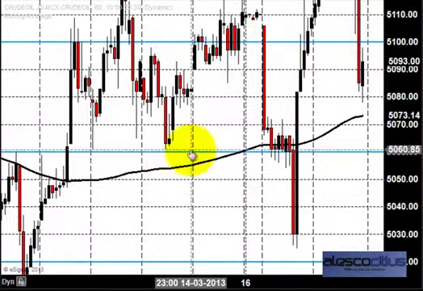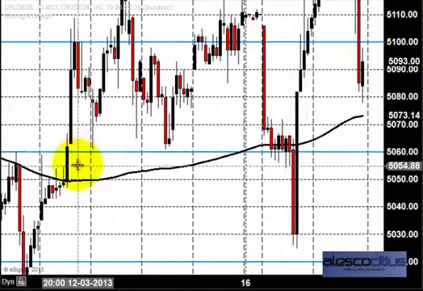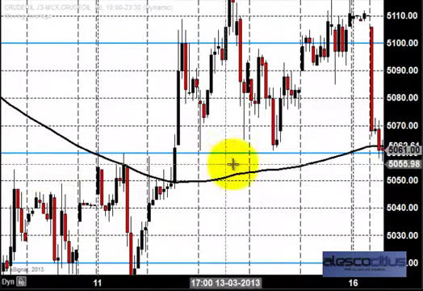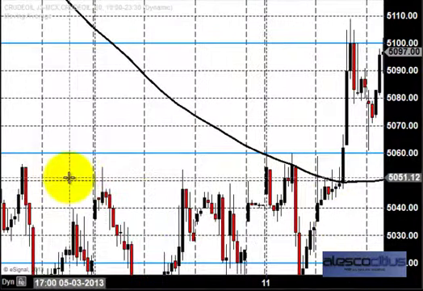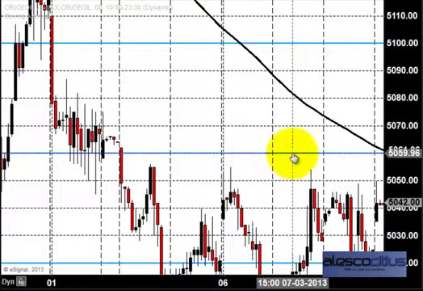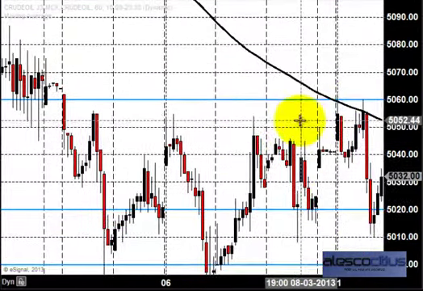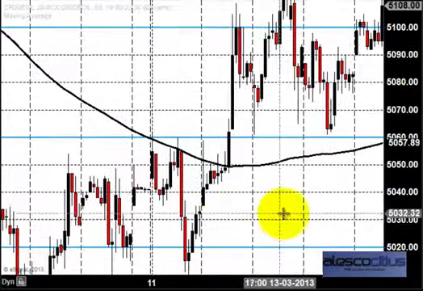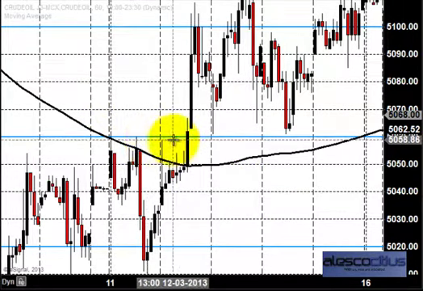As we had explained very clearly, the importance of this 5060, which was acting as an intermediate resistance and support. Since the price was trading above 5060, it is acting as a support. Let's go back and see the importance again. You can see if we follow this line, it is very clear. In the previous week this price maintained this 5060 as a resistance and the price completely stayed down. So last week, the price maintained this 5060 again.